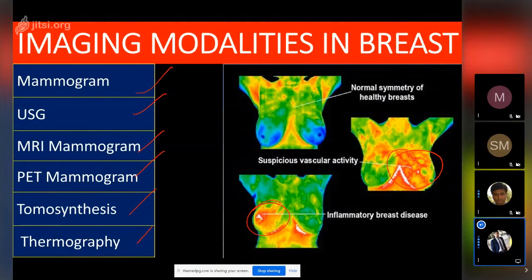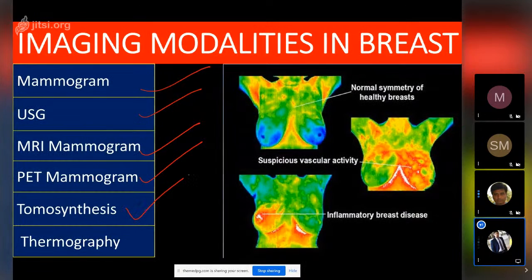So if in case an MCQ comes, all of the following are the breast imaging except. So mammography you use, ultrasound we use, that is nothing but sonomammography. MRI we use, that is MRI mammography. PET also we can use. Tomosynthesis and thermography are also the techniques that we use in the breast. So that's what we need to remember here.